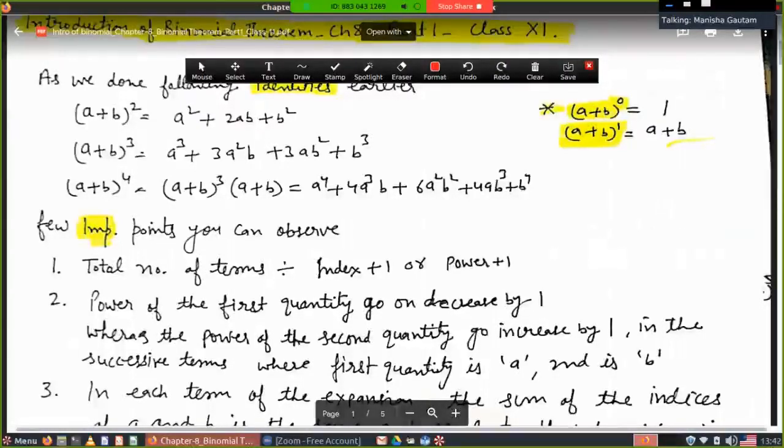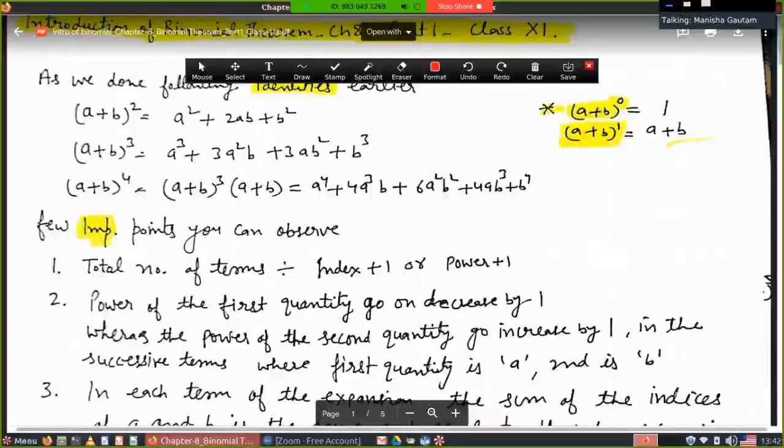On the right hand side, I have written (a plus b) whole power 0 is equal to 1. Any number having power 0 is 1, you know it, and this you have studied in class 8. And (a plus b) whole power 1, it means what? This is written only once, a plus b. Now observe with the index 0, 1 and index 2, 3 and 4.